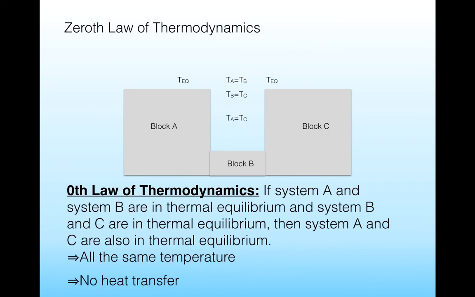law of thermodynamics. And so what this says is that if system A and system B are in thermal equilibrium, and system B and system C are in thermal equilibrium, then system A and system C are also in thermal equilibrium. This is basically just saying that all the temperatures are equal, but that no heat can transfer between A and C any longer as well. The corollaries of this are that all the blocks are at the same temperature, and there is no heat transfer between any parts of the system.